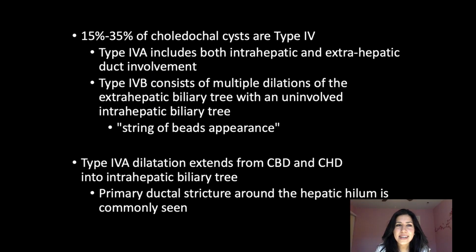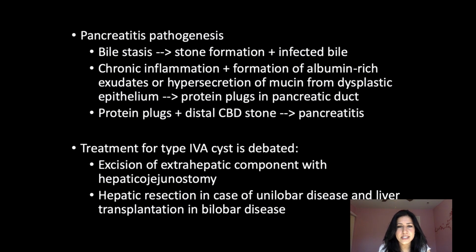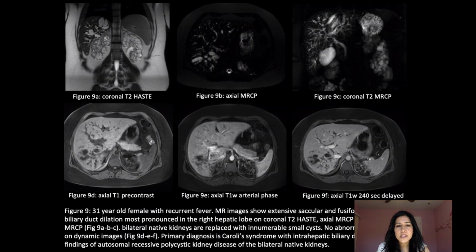So type 4 cysts account for 15 to 35% of choledochal cysts, and there are two types, type 4A and type 4B. Type 4A includes both intrahepatic and extrahepatic duct involvement. Type 4B involves dilatation of only the extrahepatic biliary tree. The treatment for type 4 choledochal cyst is debated, so it's either excision of the extrahepatic component, or hepatic resection in case of unilobar disease, or liver transplant in bilobar disease.